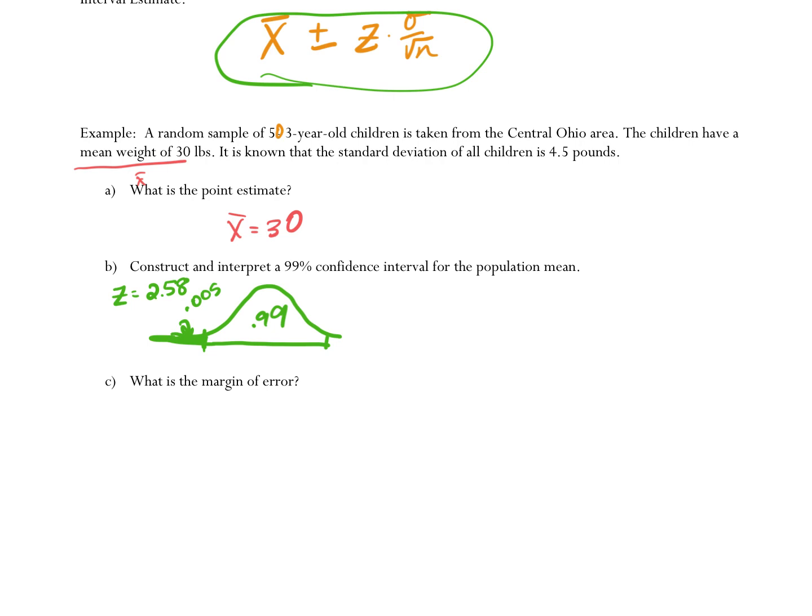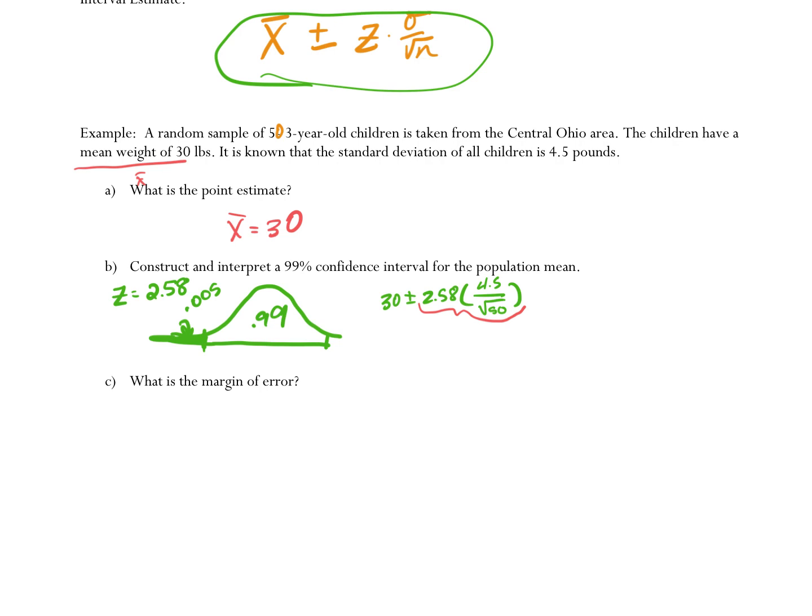Okay. You guys, so my interval is going to be 30 plus or minus 2.58. What was sigma? 4.5 over the square root of 50. The margin of error is that amount. This is the interval estimate. This is where the actual estimation is.